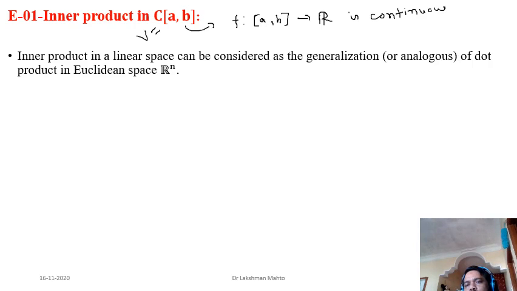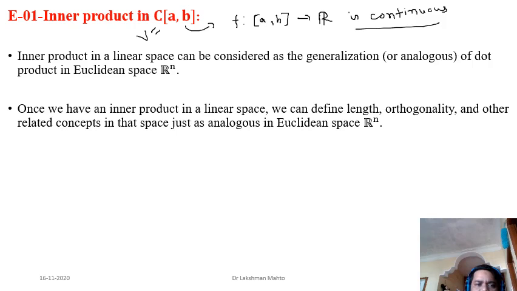So now the interesting thing is that we can say that it is an inner product space. If we are saying inner product space, then you will ask what is the inner product in this vector space or linear space. So we will define the inner product here. Once we have an inner product in a linear space, we can define length, orthogonality, and other related concepts that we had already studied in Euclidean space.